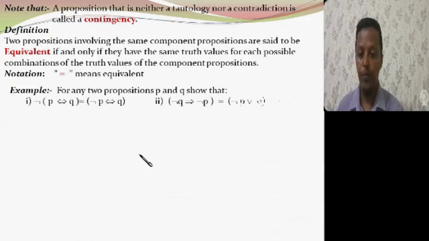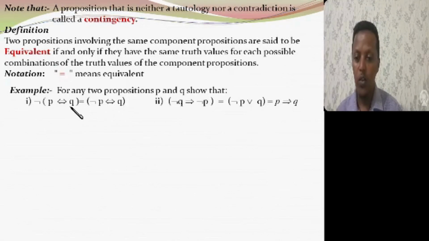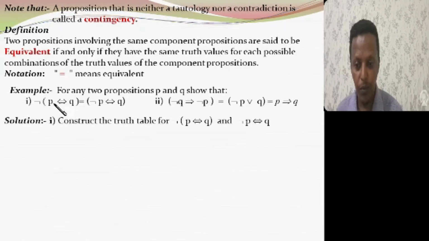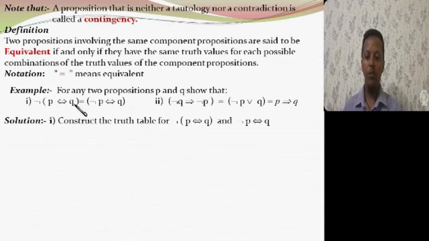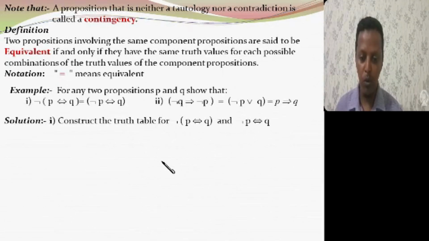Now let's take an example. Negation of P if and only if Q is equivalent to negation P if and only if Q. So to show these two are equivalent, we are supposed to show they have the same truth value for all logical possibilities. For the time being, we use a truth table. So we construct a truth table for negation of P if and only if Q, and a truth table for negation P if and only if Q. On their truth tables, we can check whether they have the same truth value for all logical possibilities or not.